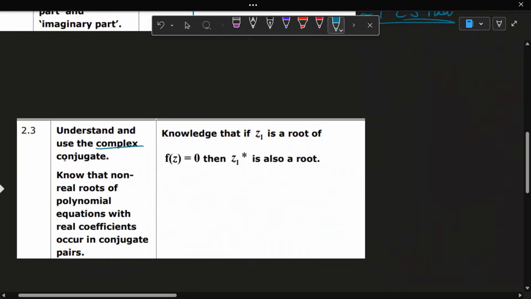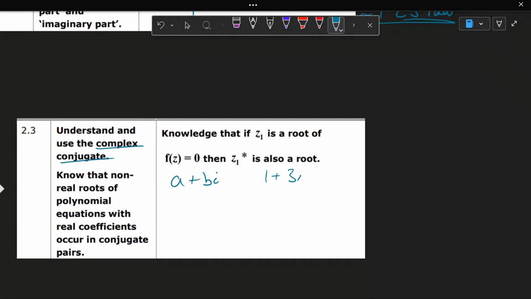This part of the spec is quite important. It talks about the complex conjugate. Essentially, if you've got your complex number as a plus bi, or like we had before, 1 plus 3i, the conjugate is a minus bi, or 1 minus 3i. And you know that non-real roots of polynomial equations occur in conjugate pairs. So if this is a root, this also has to be a root, like we saw in the example before.